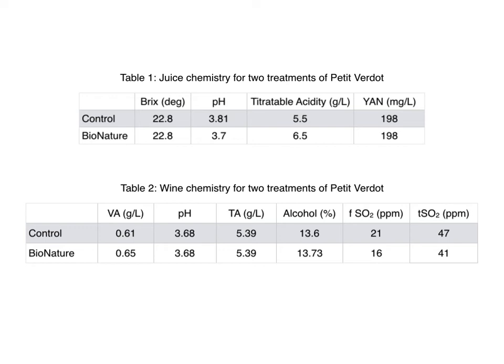But the other question was, did this affect the total acidity or the total SO2 at all? Remember, there was none added at crush for the Bio Nature, and there was some added to the control. And we do see that there's a small difference in total sulfur, but we don't see a very big difference at all.